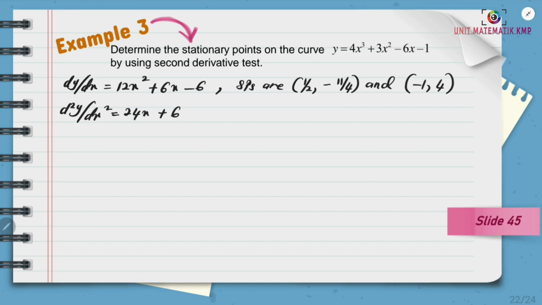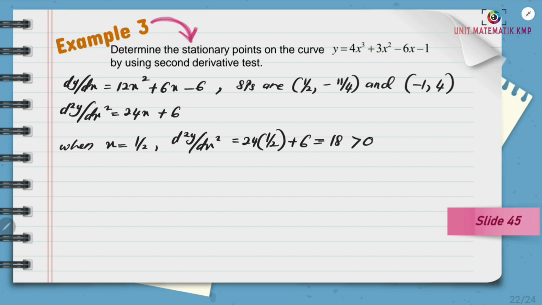To test the point, when x equals 1/2, d2y/dx squared is equal to 24 times 1/2 plus 6, and we have 18, more than 0. When d2y/dx squared is positive, the point is a minimum.